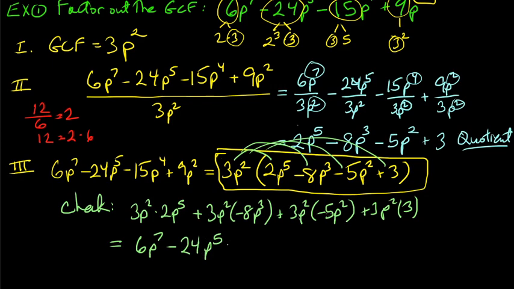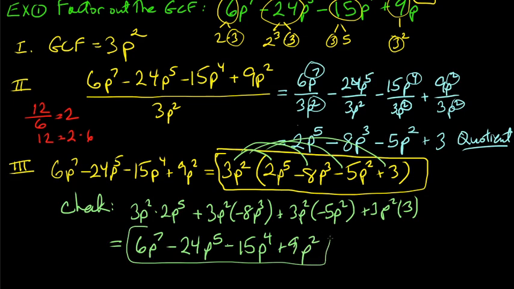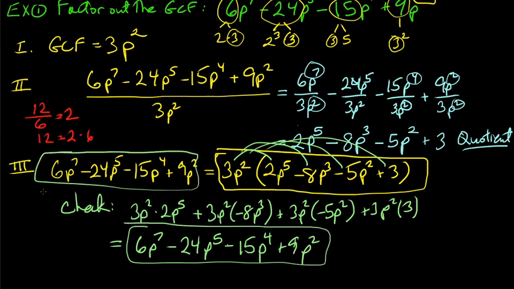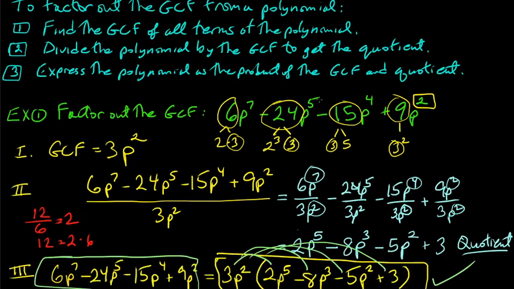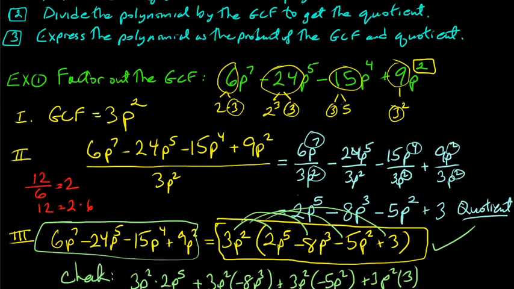And then positive 3 times negative 5 is negative 15. P squared times p squared, p to the 4. And then 3 times 3 is 9 times p squared. And if you notice, this is the exact same as the original problem here. So now we know this is correct. Now, sorry I messed it up, but that was the answer. Okay, so that's how to factor out the GCF, right? See if you can do this one.